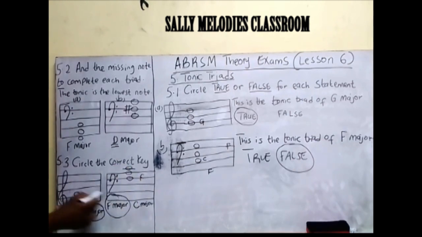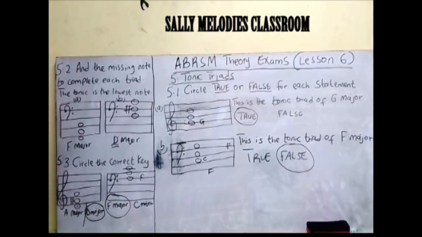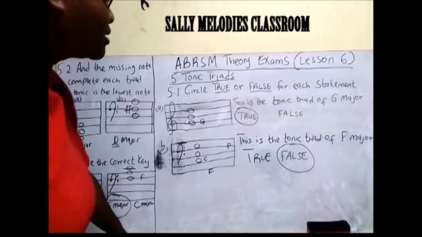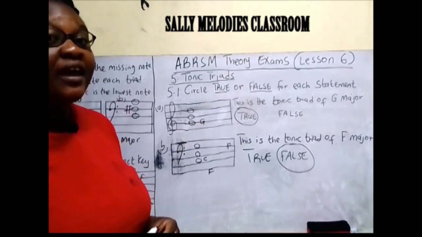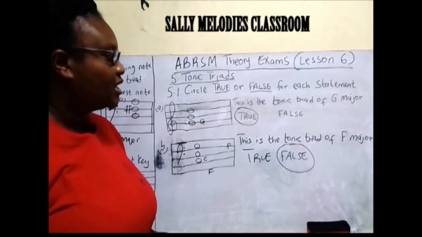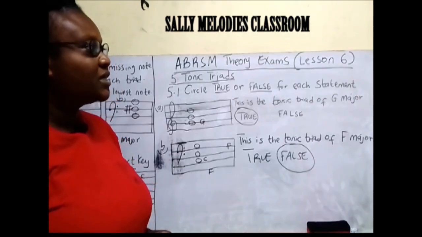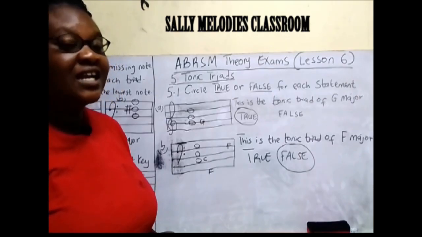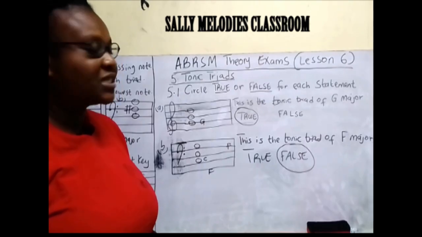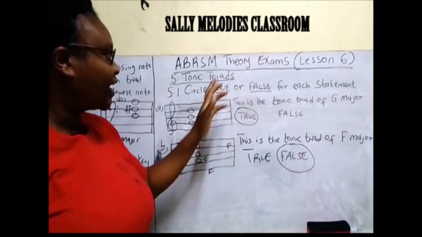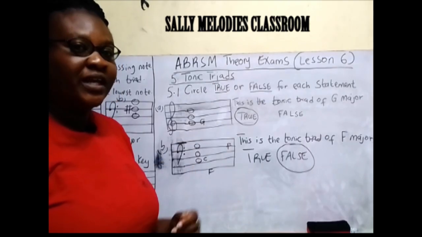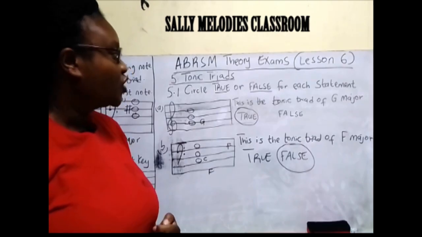So when we come to tonic triads, what determines the key is the lower note, the tonic. They are simple questions, but they are tricky and they are twisted. So you must study, you must know what triads are, you must know the letter names on the staff so that things will be easy.